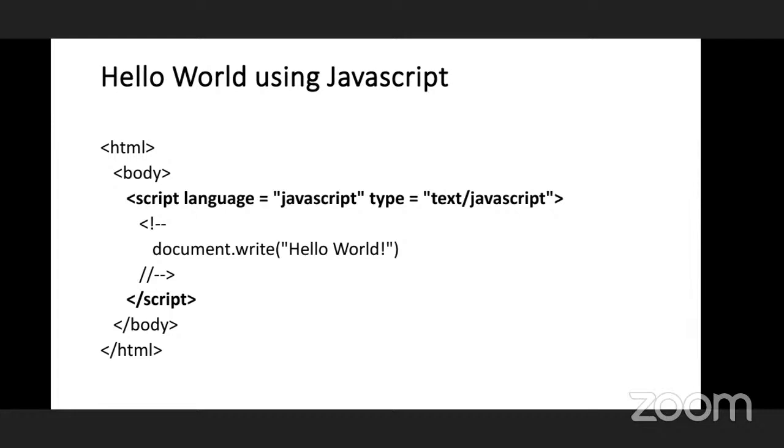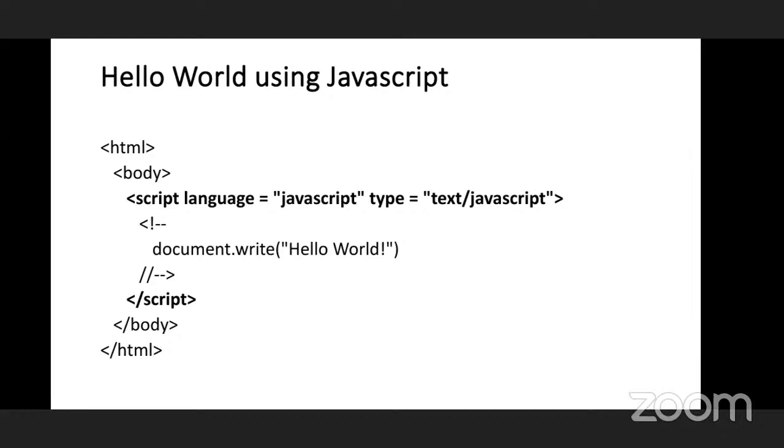Repeating what I'm saying: how to write JavaScript code is our topic. We have two methods. We can write the JavaScript code within the HTML code, that is the first method. The second method is we can write the JavaScript code in a separate file. Now we are discussing the first method. We can write the JavaScript code within the HTML file, within the body section, using the script tag. This is called the script tag.